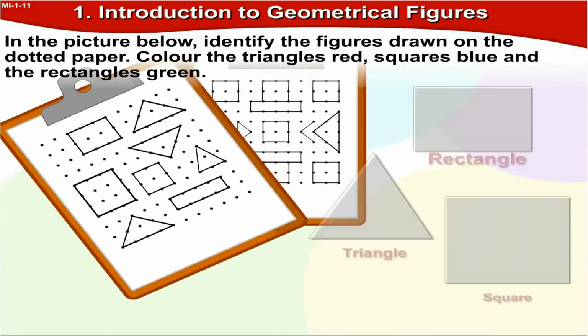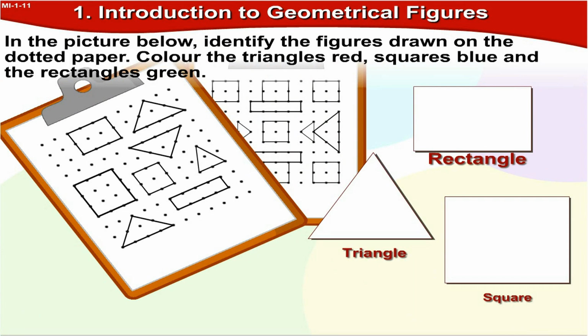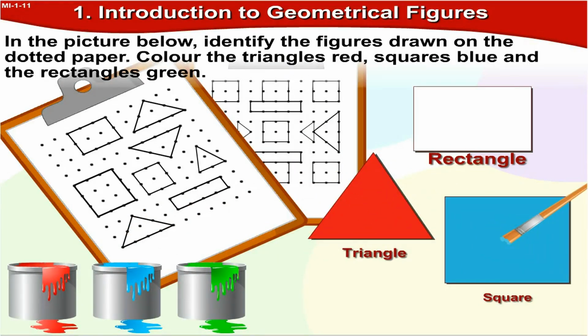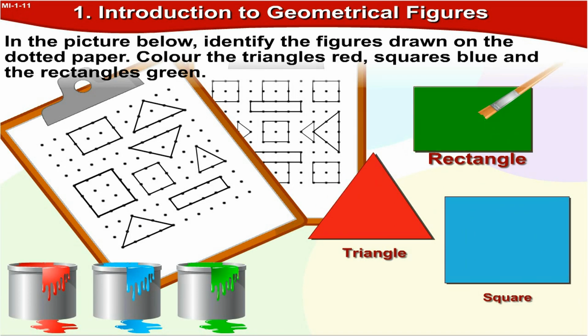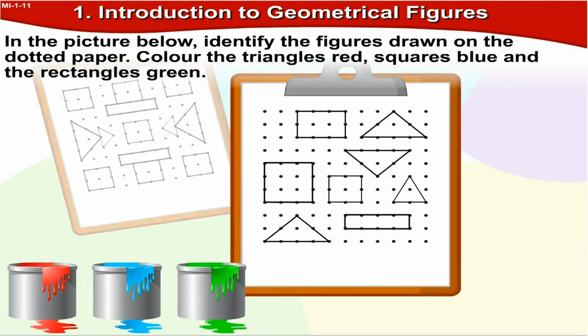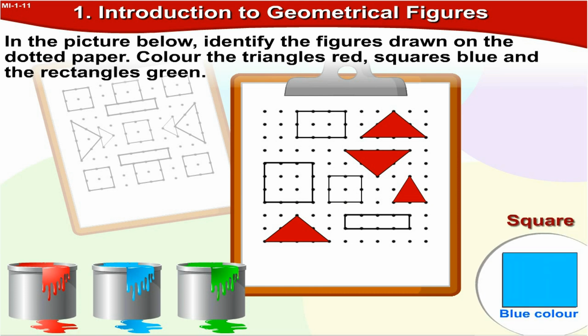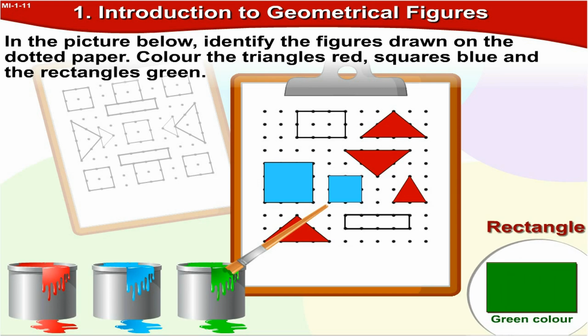In the picture below, identify the figures drawn on the dotted paper. Color the triangles red, squares blue, and the rectangles green. This is a triangle. Let us color it red. That is a square. We'll color it as blue. Now this is a rectangle. Let us color it green.